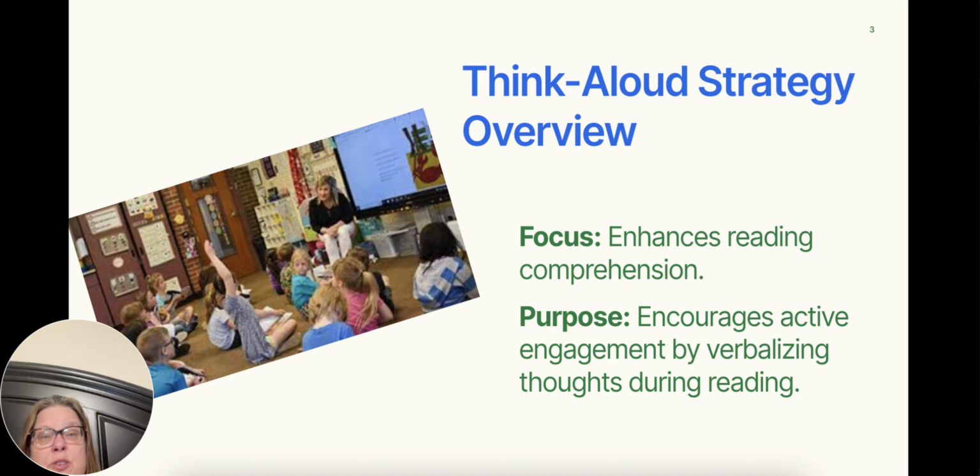So the first strategy that we're going to talk about is the Think Aloud. This technique encourages students to monitor their comprehension by verbalizing their thought processes as they read. So for example, they might predict what happens next, clarify some unfamiliar words, or make connections to their prior knowledge. This is going to help students become active readers and improve their ability to understand complex text.